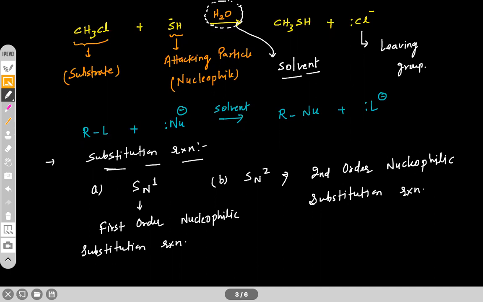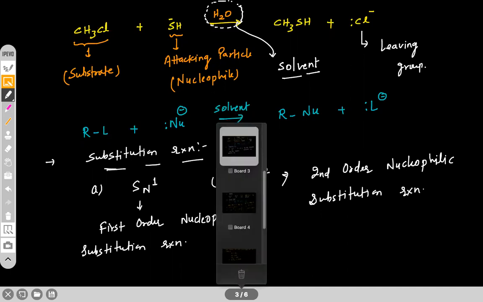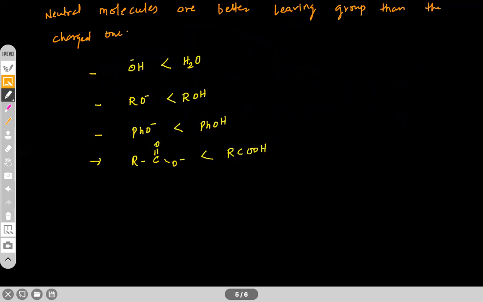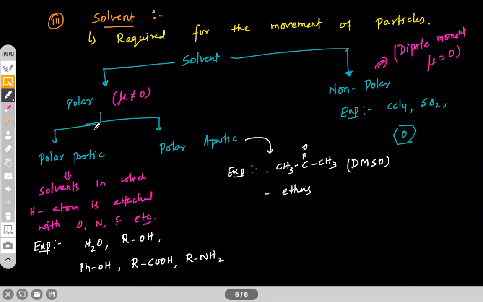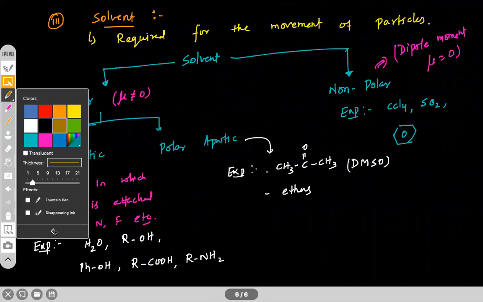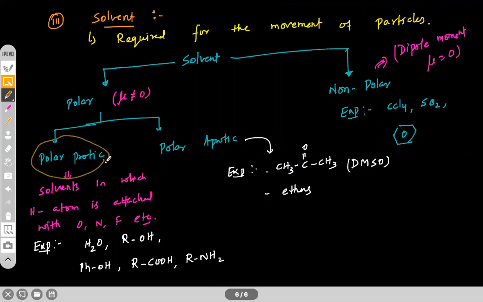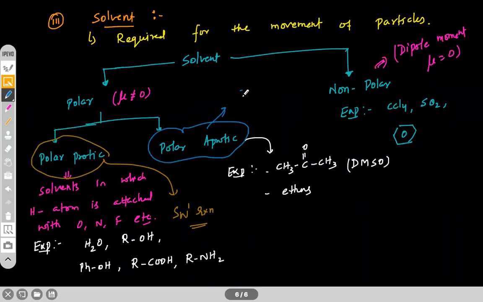Now, like I told you already, the solvent also has an effect on these kinds of reactions. So when you take a polar protic solvent, this one favors the SN1 reaction. Polar protic solvent favors the SN1 reaction. Okay. Polar aprotic solvent, this one favors the SN2 reaction. And since this is the nature we have for these two solvents, you should know some examples of polar protic and polar aprotic.